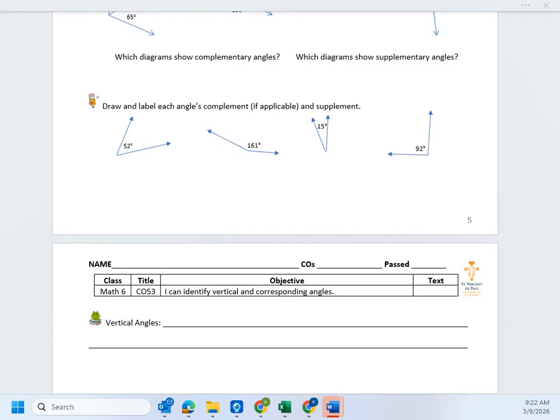We know when we add the two angles together, it's going to equal 90. We know one of the angles is 52. What do we have to do, Vinny? Subtract. 90 minus 52 is what?